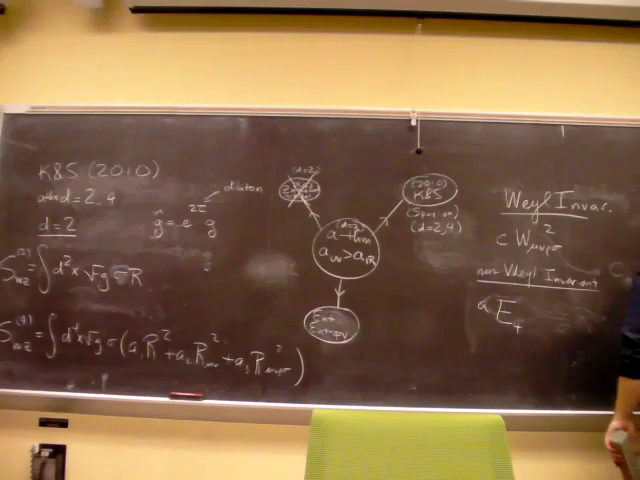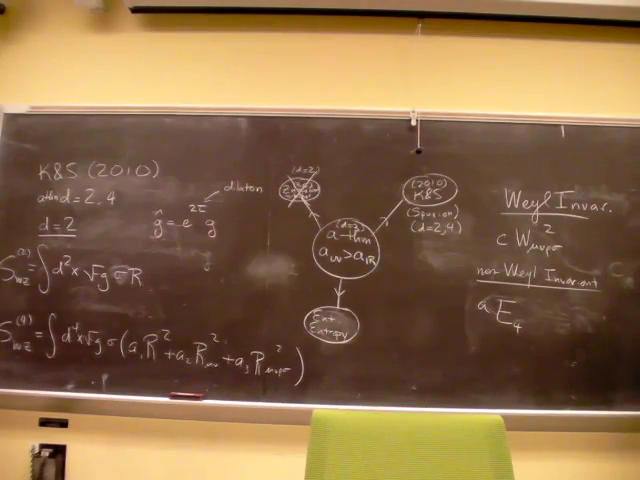And what Komargodski and Schwimmer proved is that this coefficient A is monotonic under our RG flows. And in some sense, in any even dimension, the Euler density carries the information about degrees of freedom under these RG flows.